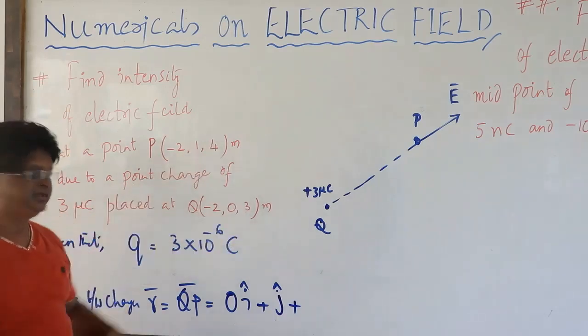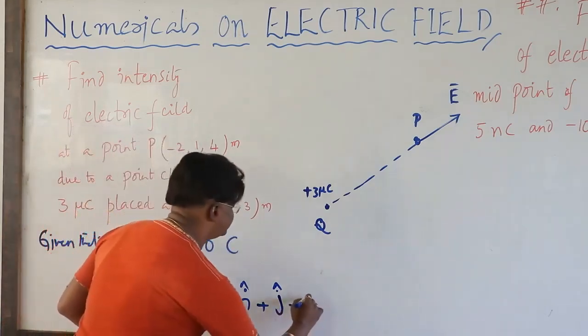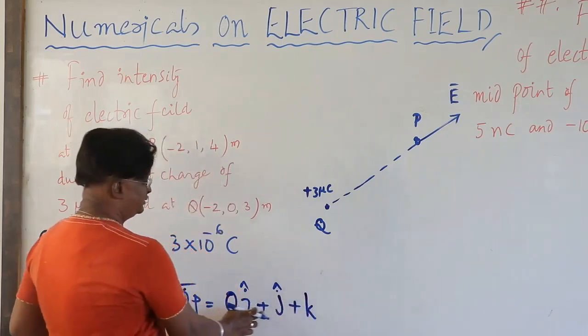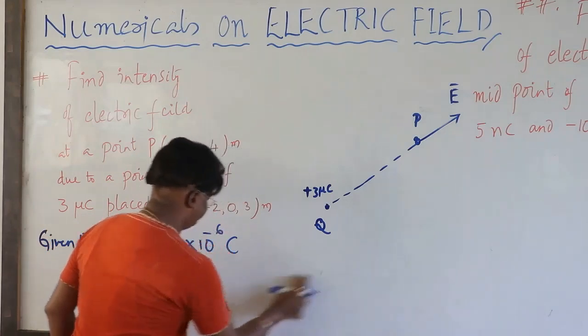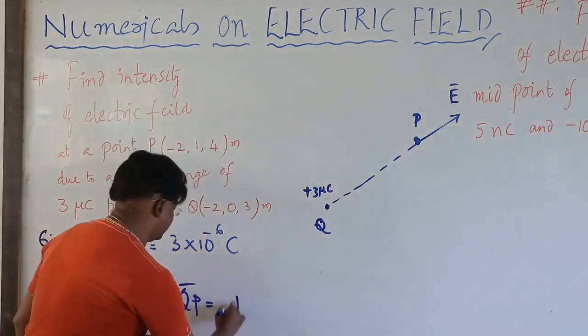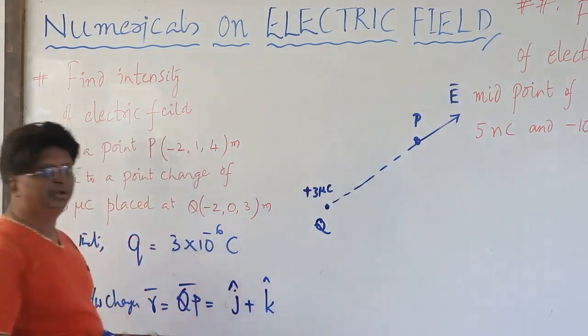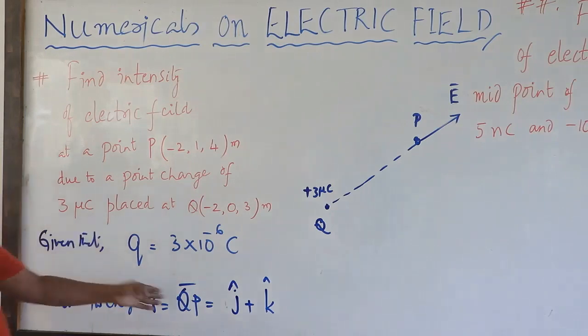Z2 minus Z1, 4 minus 3, this will come as again 1. Therefore, this is 0i plus j plus k. Therefore, I will write it as j cap plus k cap. Now what is the magnitude?